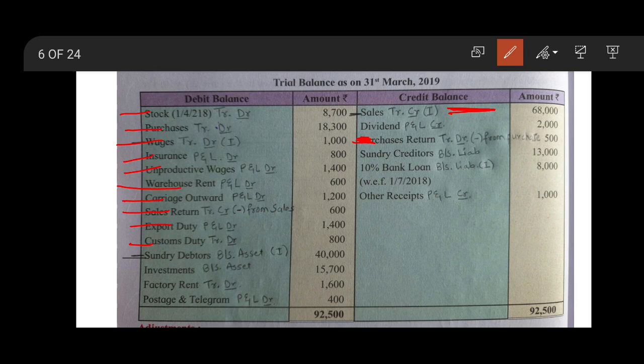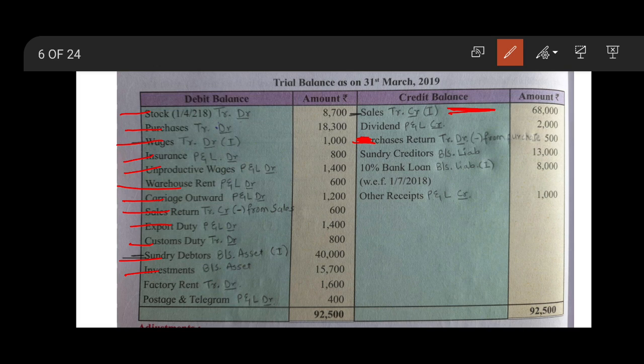In case of goods imported from abroad, import duty or custom duty or dock charges have to be paid, since these are related to purchase of goods for resale purpose. So these expenses are shown on the debit side of trading account. Custom duty, dock charges and import duty are debited to trading account. Next is sundry debtors. Balance sheet asset side, in the inner column 40,000 and leave 3 to 4 lines as we have two adjustments on it.